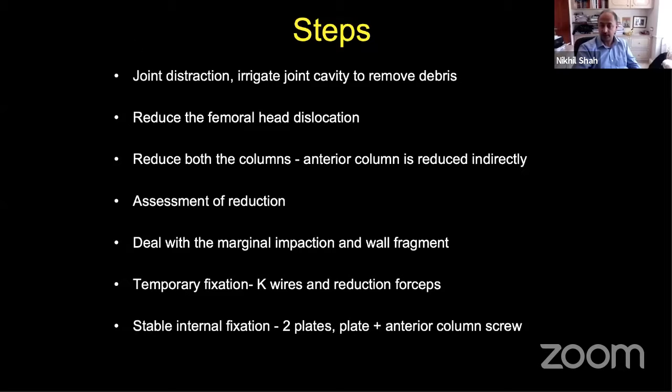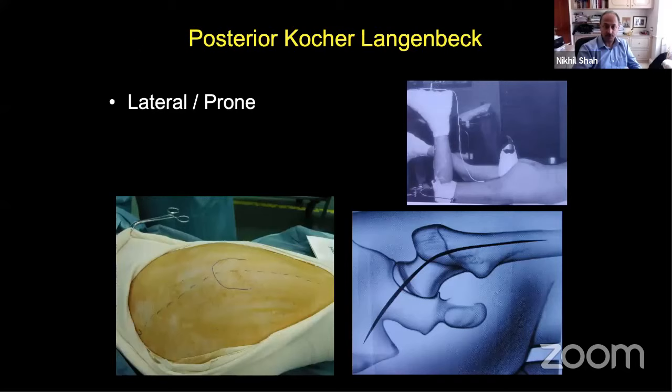Assess the reduction with a finger on the quadrilateral plate. Deal with your marginal impaction and the wall piece. Fix it temporarily with K wires or with reduction forceps, and then stabilize it. And in my hands, it's almost universally two plates from the posterior side, if required with an anterior column screw. I do my Kocher-Langenbeck approach in the lateral position because I find that easier for orientation, and it gives you access to do a surgical dislocation as well, which I cannot do from the prone position.